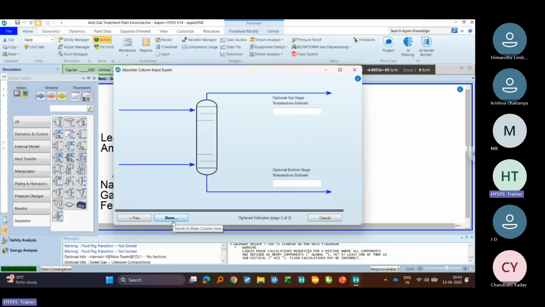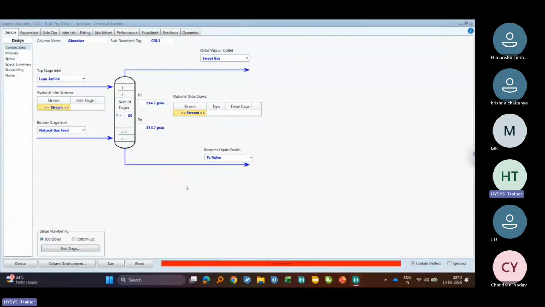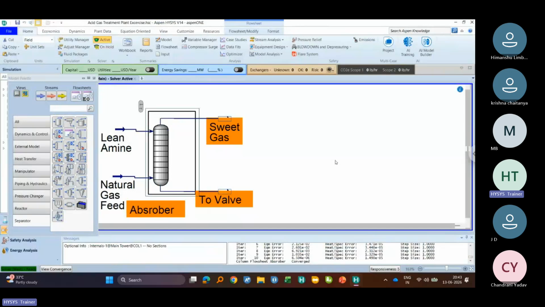We are not given any temperature estimates. Obviously it is optional only, so we are not going to give that value. My tower is now ready to run. I will just click on run and it will be converged. I will close this and I will just open this sweet gas stream.